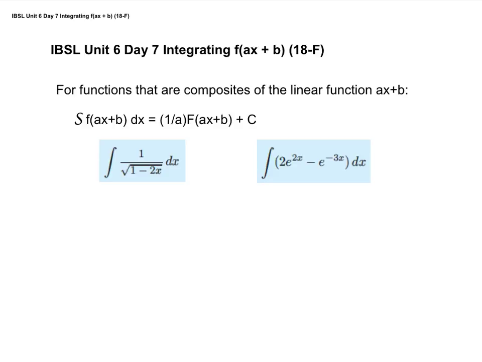Okay? So, as we look at this first example here, we have the integral of 1 over the square root of 1 minus 2x dx. So, starting out, if I had just given you, say, the integral of 1 over the square root of y dy, okay? All right, the first thing that you would probably do here is rewrite this 1 over square root of y as y to the negative 1/2. Okay? So we're taking the integral of y to the negative 1/2 dy.